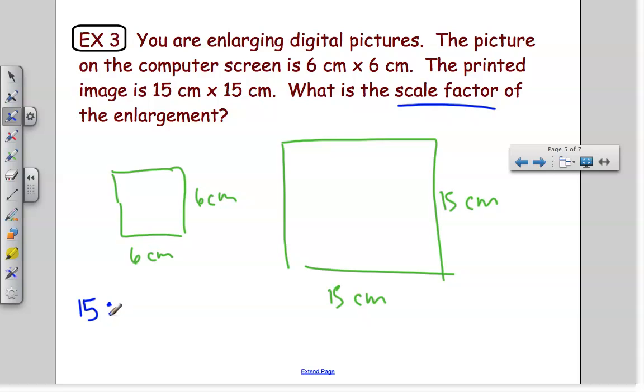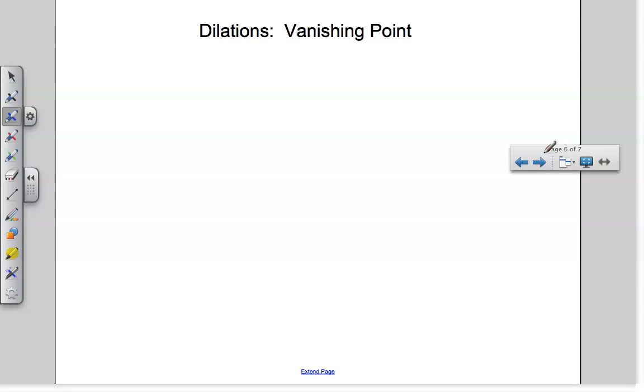We're making it to 15 centimeters. Originally, it was 6. Now, 15 to 6 can be reduced. Divide by 3. And we get 5 to 2 would be my scale factor. Just remember with scale factor of a dilation to have the new thing first. It's easier to tell that it is larger in this case because the first number is bigger. So we're looking good.